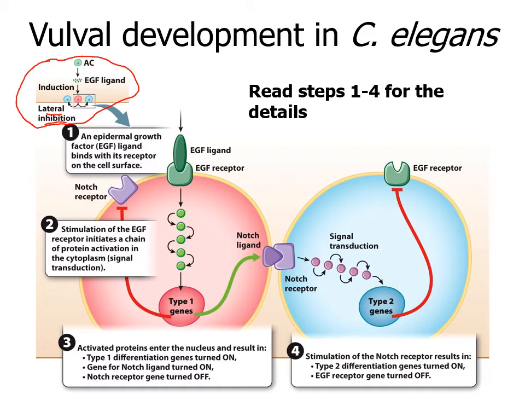It starts out with the EGF ligand shown here, binding to the EGF receptor. So the progenitor cells have EGF receptors in them. Look at both the red cell and the blue cell.